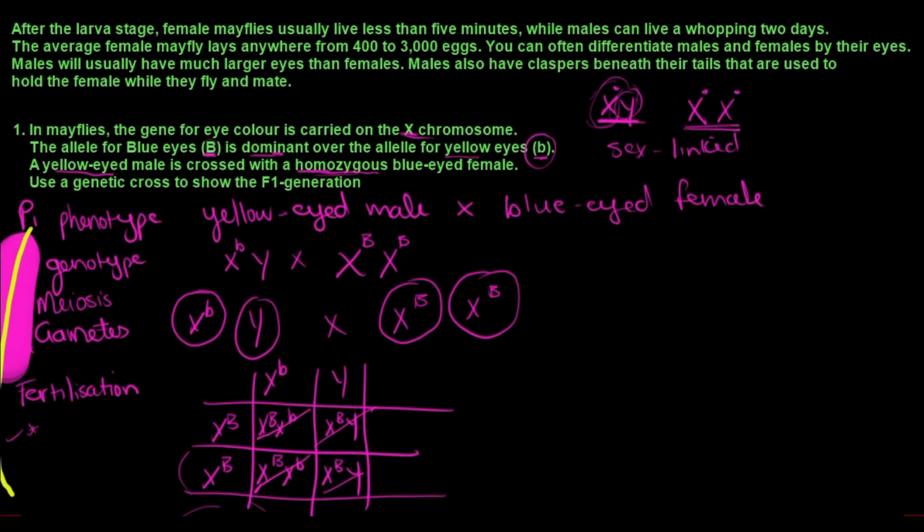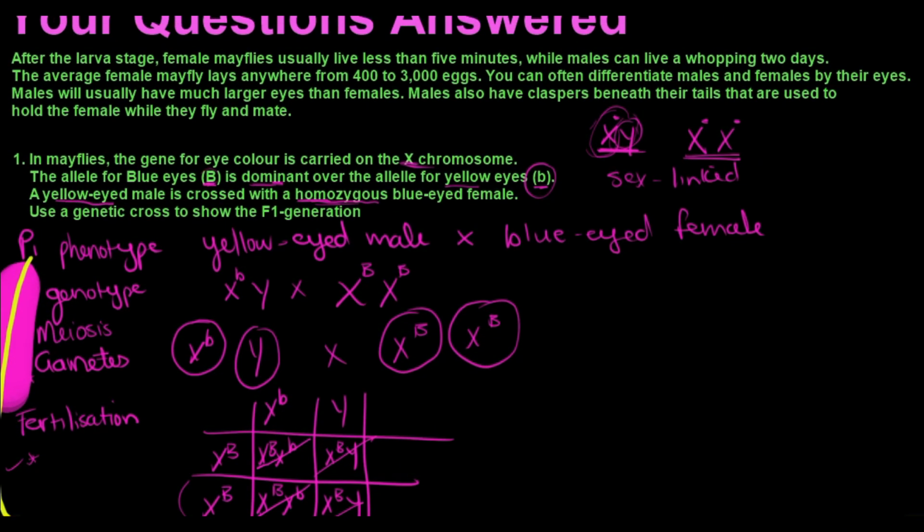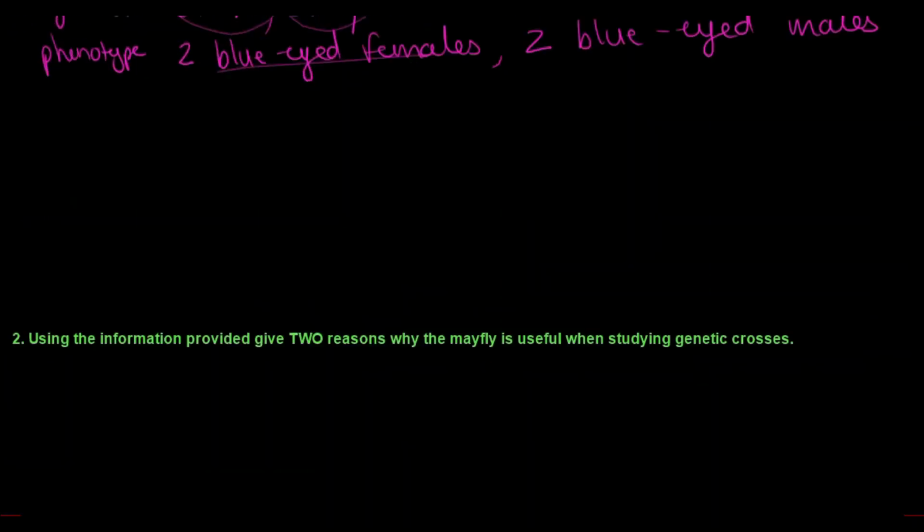Now let's read that information again before we carry on to the next question. So after the larva stage, female mayflies usually live less than 5 minutes, while males can live a whopping 2 days. The average female mayfly lays anywhere from 400 to 3,000 eggs. You can often differentiate males and females by their eyes. Males will usually have much larger eyes than females, and males also have claspers beneath their tails that are used to hold the female while they fly and mate. Now let's look at that next question.